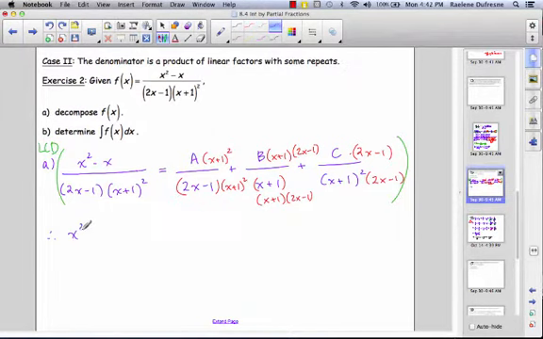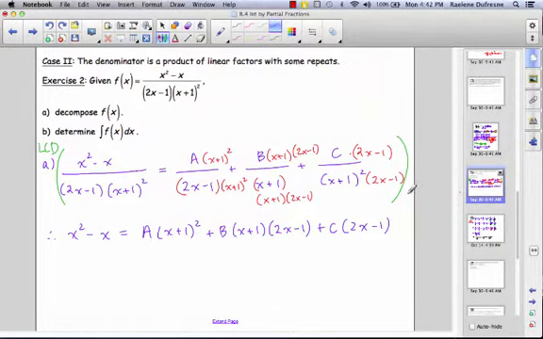we have x squared minus x is equal to a times (x plus 1) all squared plus b times (x plus 1) times (2x minus 1) plus c times (2x minus 1). Now we could expand, get all of the quadratic coefficients together in one equation, all of the linear coefficients together in one equation, and all of the constants in an equation. We notice that we have plus 0 on the left-hand side.